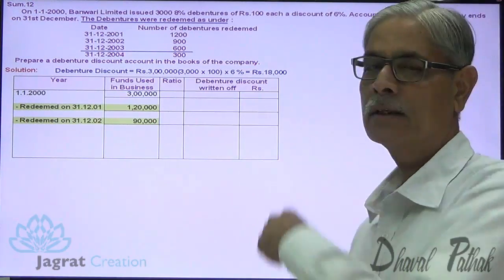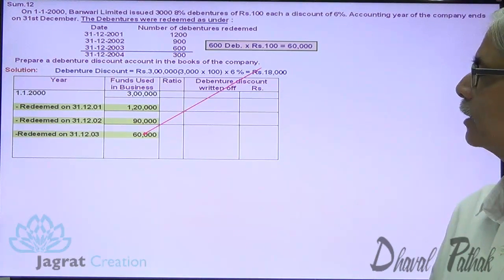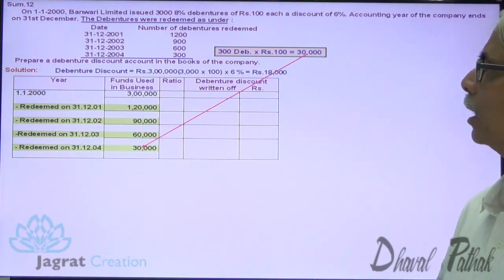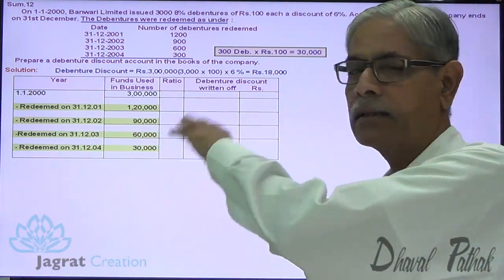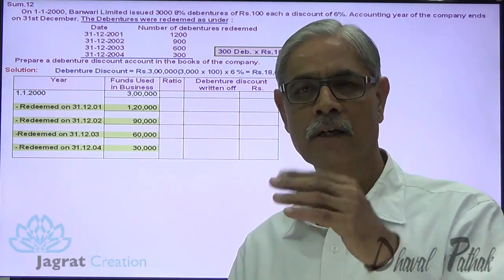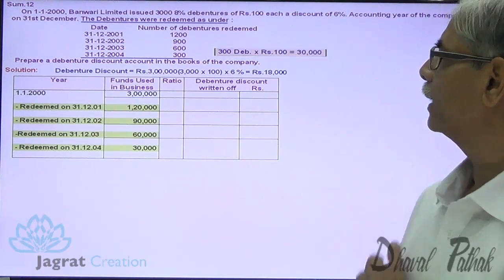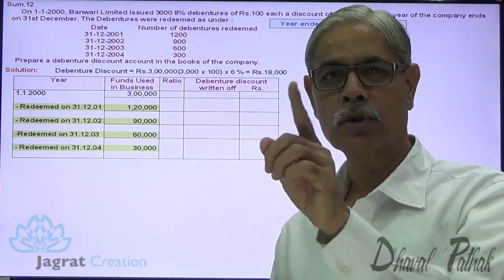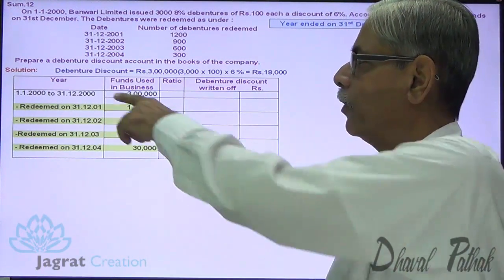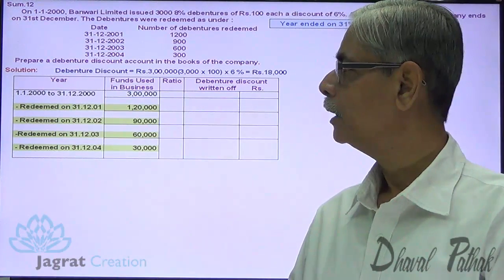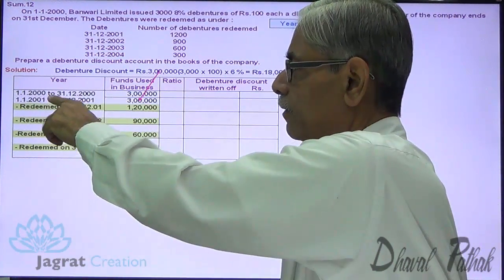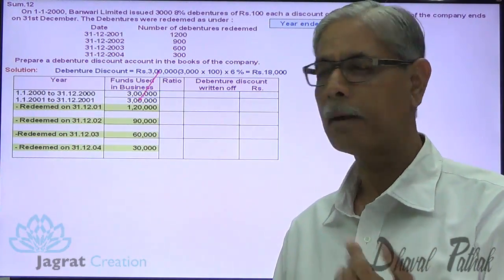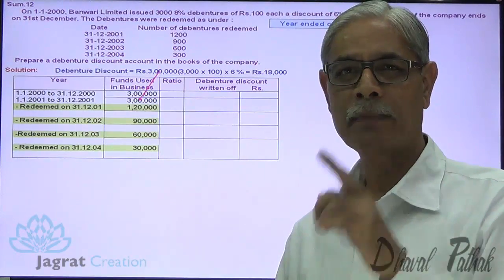Then the third redemption, 600 into 100, 60,000. Then the fourth redemption is 300 into 100, 30,000. This is how debenture funds have been redeemed. Now my accounting year ends on 31st of December. So 1st January 2001 to 31st December 2001, funds used are 3 lakhs. Then 1st of January 2000 to 31st of December 2000, funds used are 3 lakhs, once again the same amount.